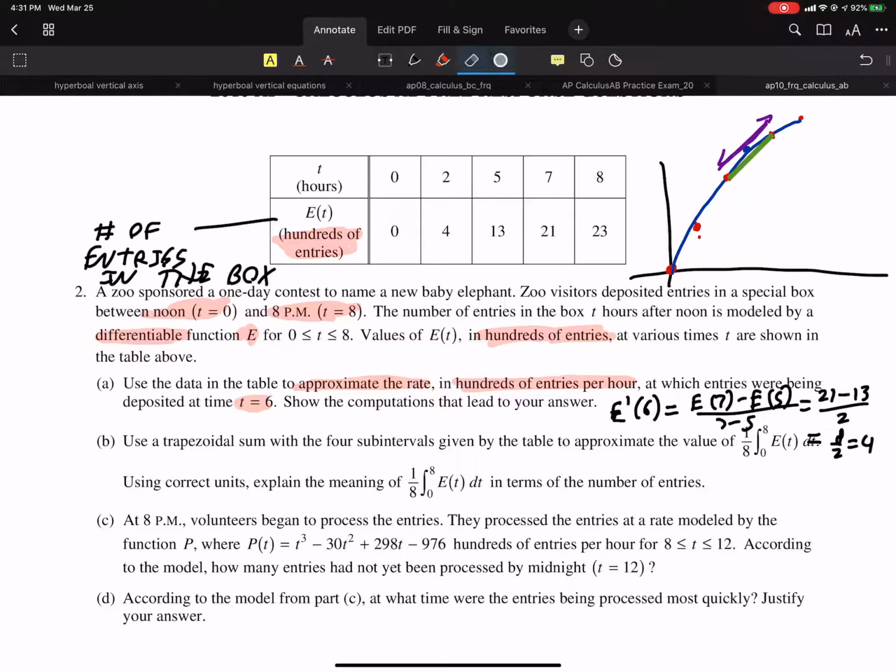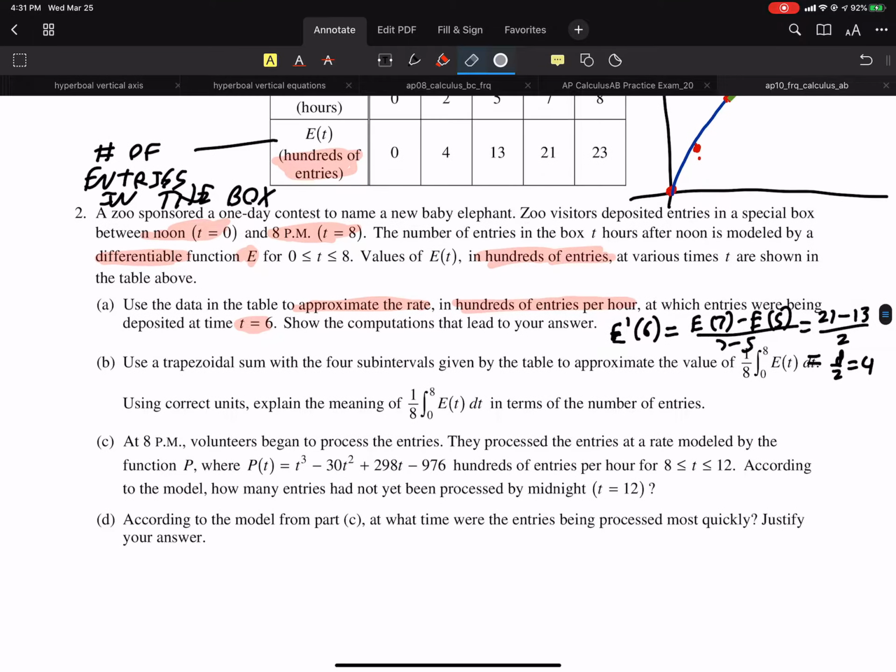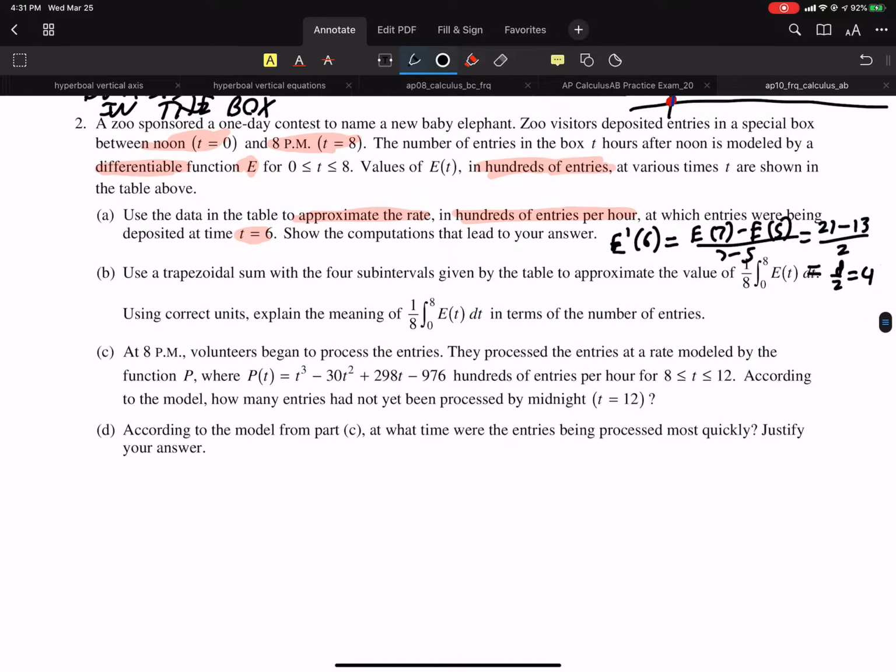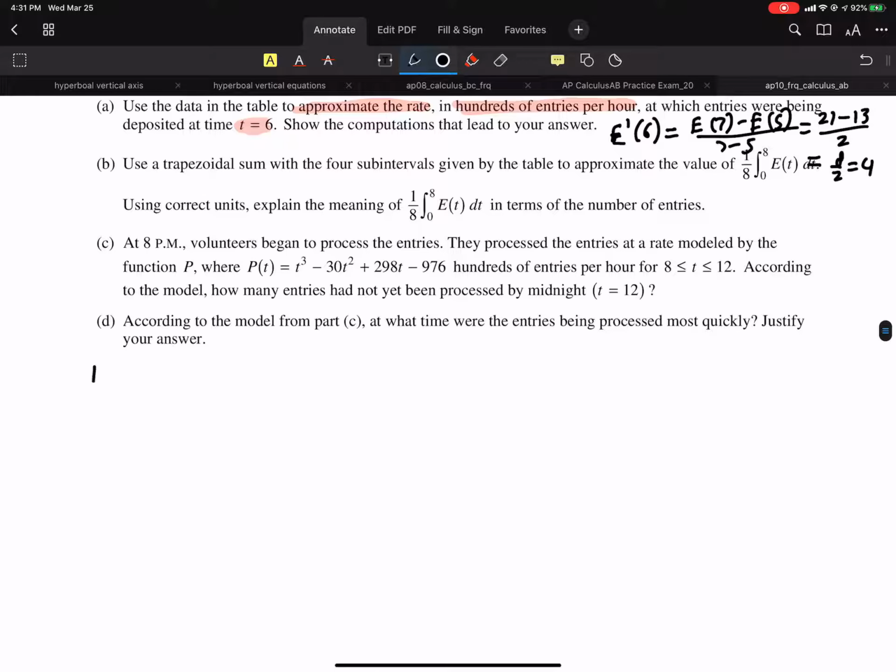Let's erase all this. I don't have to erase it. We're good. Use a trapezoidal sum with 4 subintervals to approximate 1/8 of the integral from 0 to 8. We can do that pretty easily. So we want to approximate this with a trapezoidal sum. So let me give you a formula that you have to know.